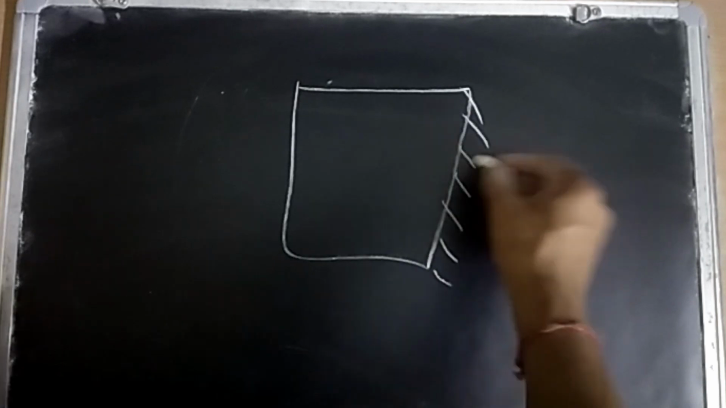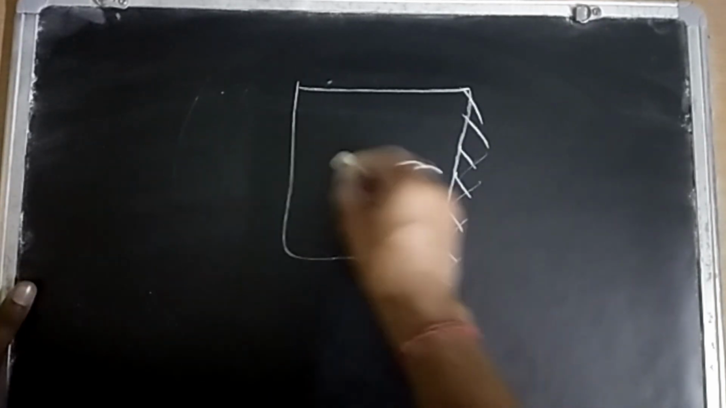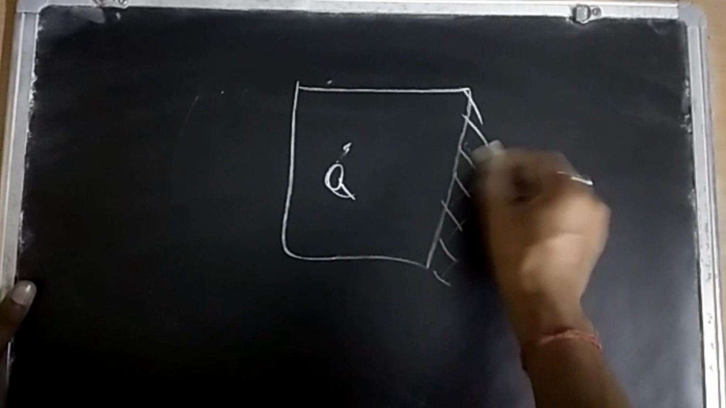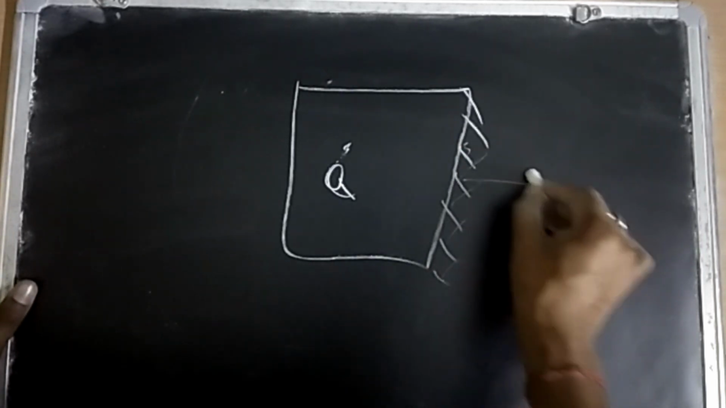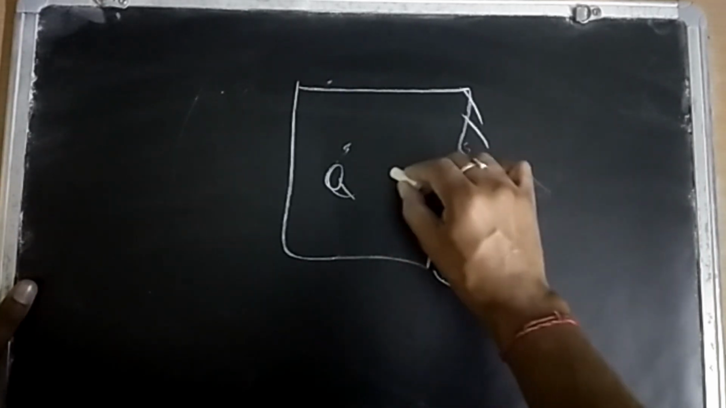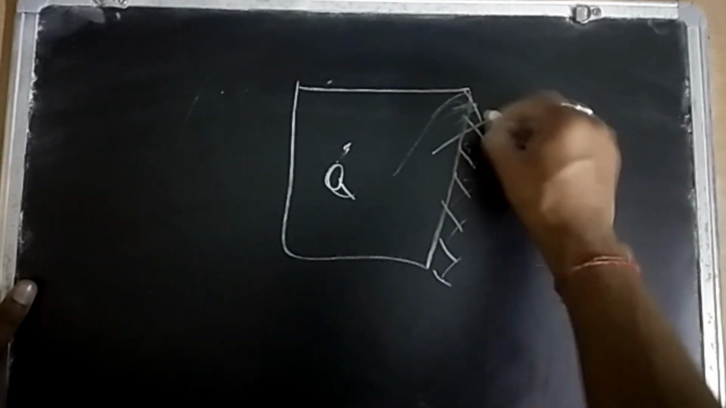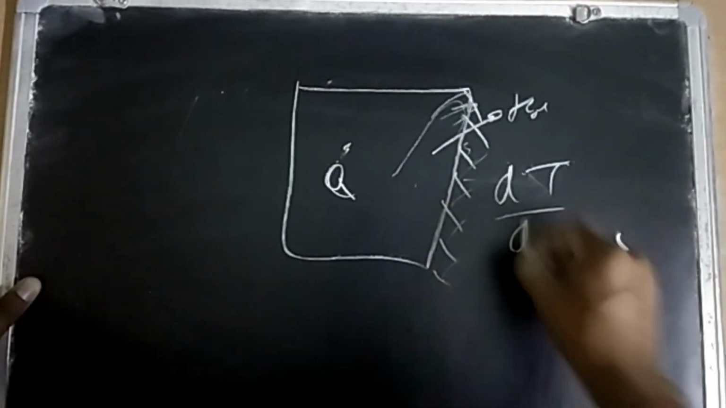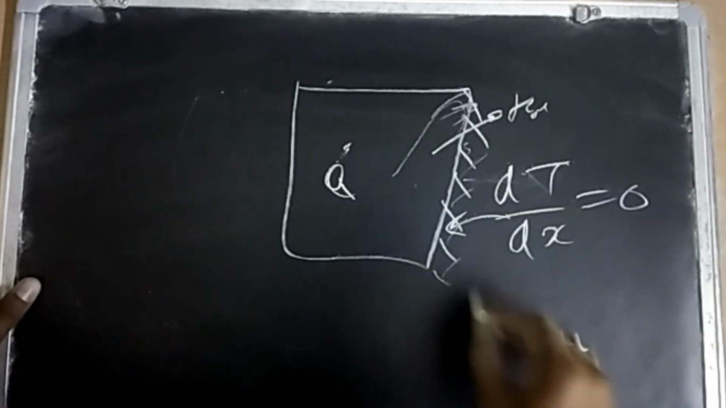Okay, next, let me tell you about this case. If some side is insulated and heat is generated, what will happen? The insulated side will not let the heat pass, so heat will accumulate here and the temperature will be hottest here, and also dT by dx would be 0 at this surface. The temperature would be like this, hottest over here if heat is generated. If heat is taken, then it will be lowest.